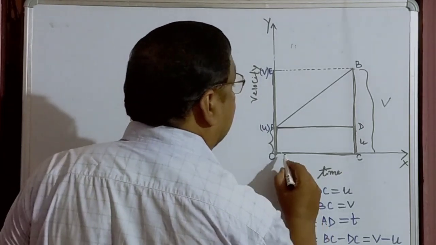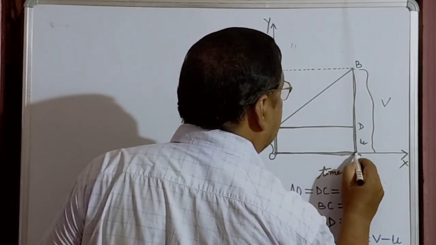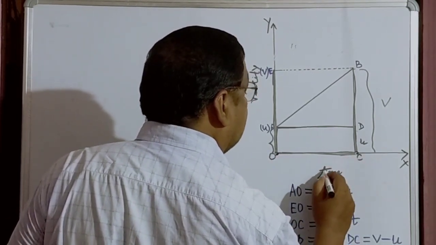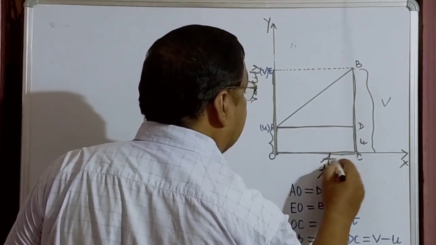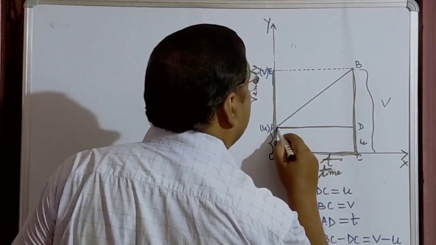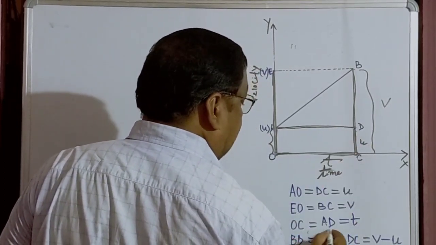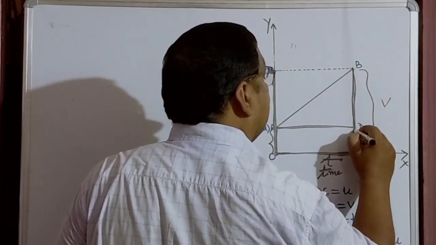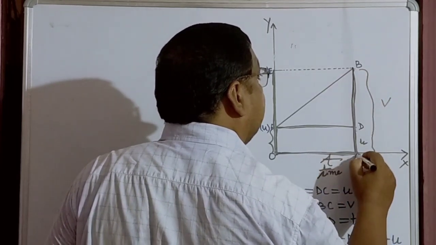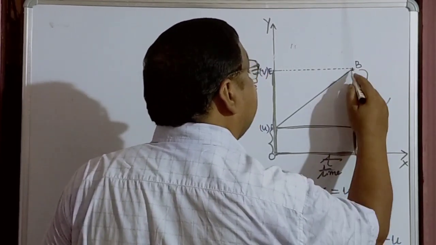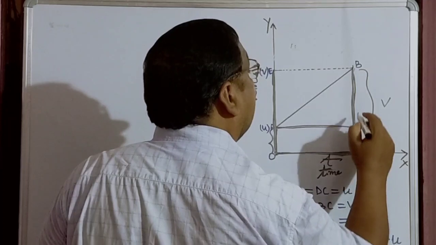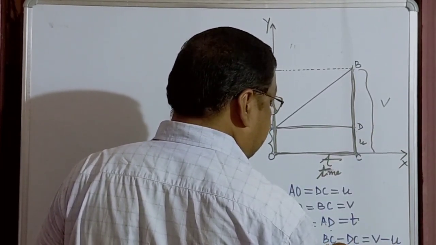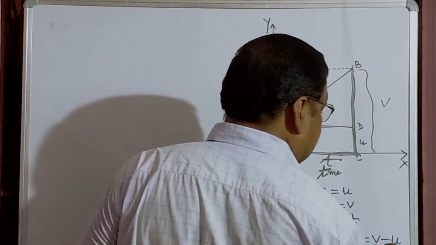OC is equal to AD. OC, definitely: the time taken from position O to C is t. So OC is equal to AD is equal to t. What is BD? BD is equal to BC minus DC. Then what is BC? BC is v and DC is u. So BD is equal to BC minus DC, that means v minus u.